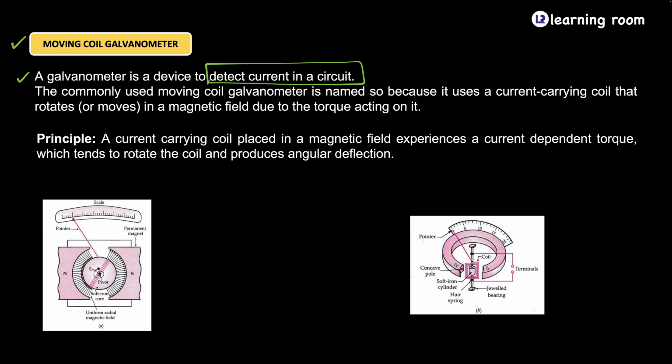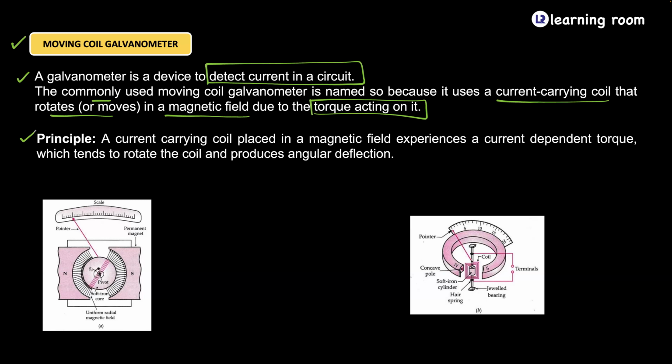So having said this, the commonly used moving coil galvanometer is named so because it uses a current carrying coil that rotates or moves in a magnetic field due to what? When can an object rotate? Only when there is a torque acting on it. It is rotating because of the torque acting on it. So torque is responsible for rotation. Force is responsible for translation.